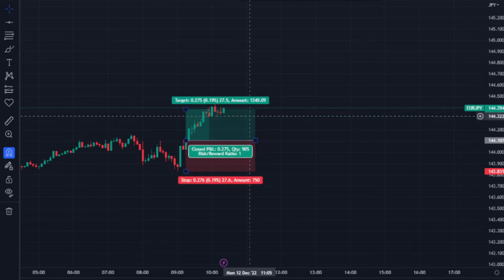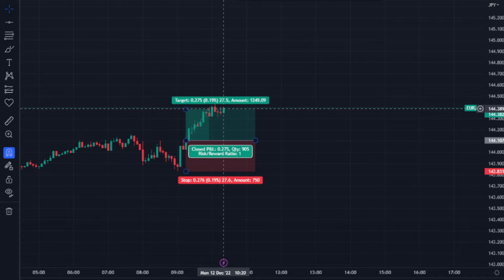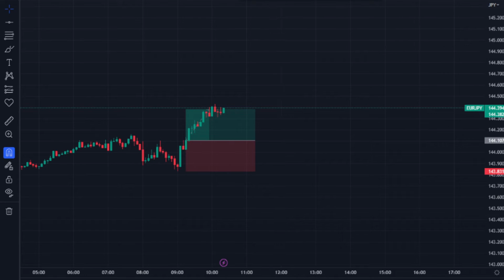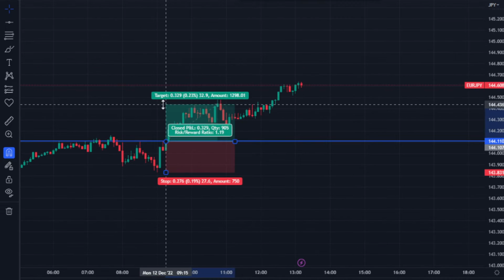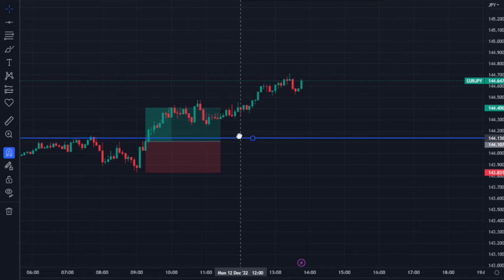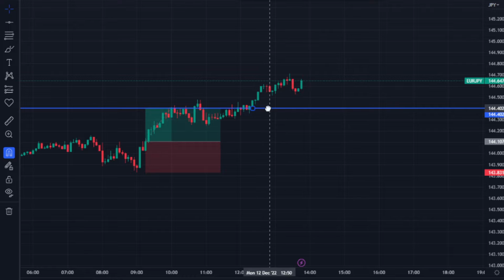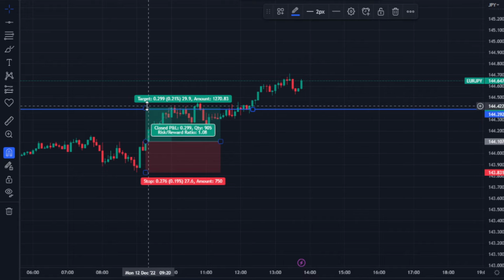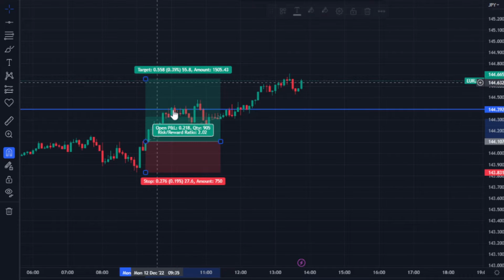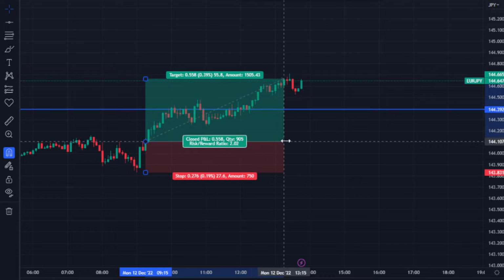When we see that the price reached the risk-reward ratio 1:1, we will move our stop loss to break even. Now we see that the price reached the 1:2 risk-reward ratio, so we move the stop loss to the 1:1 risk-reward ratio to be in profit, even if the price turns against us.